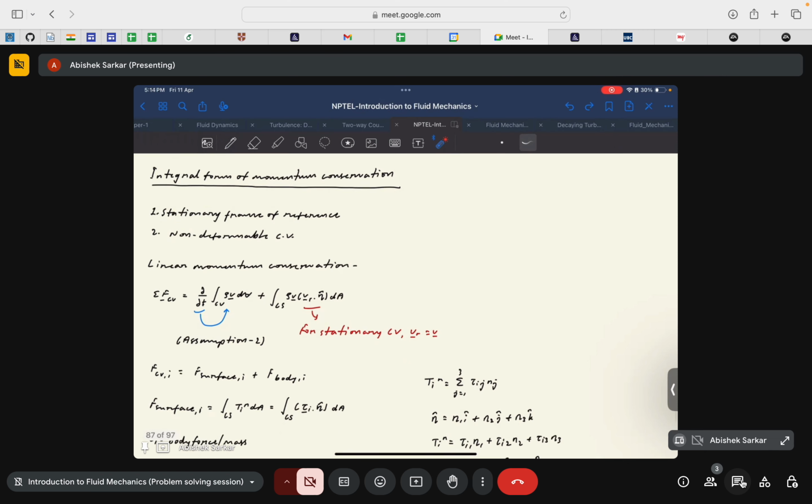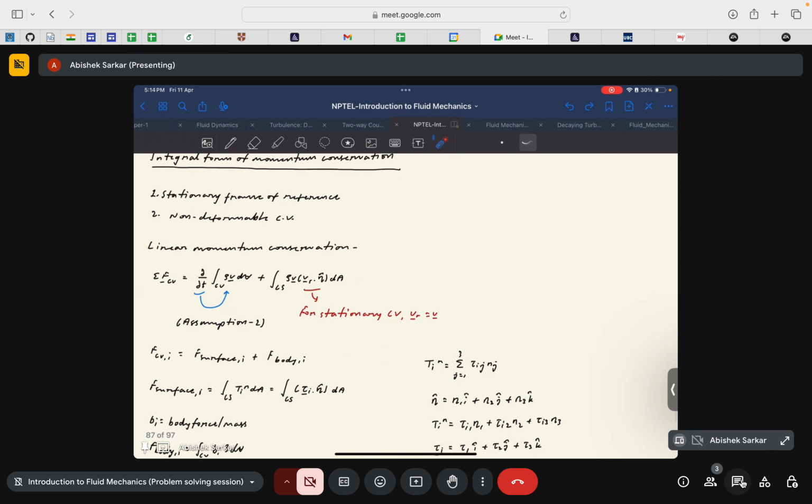When we consider a non-deformable control volume, let us first consider the linear momentum conservation equation. Of course, I will not go back to discuss how it is derived. It is well understood by now. We have discussed it thoroughly in the past 3 weeks, so I think it's fine.